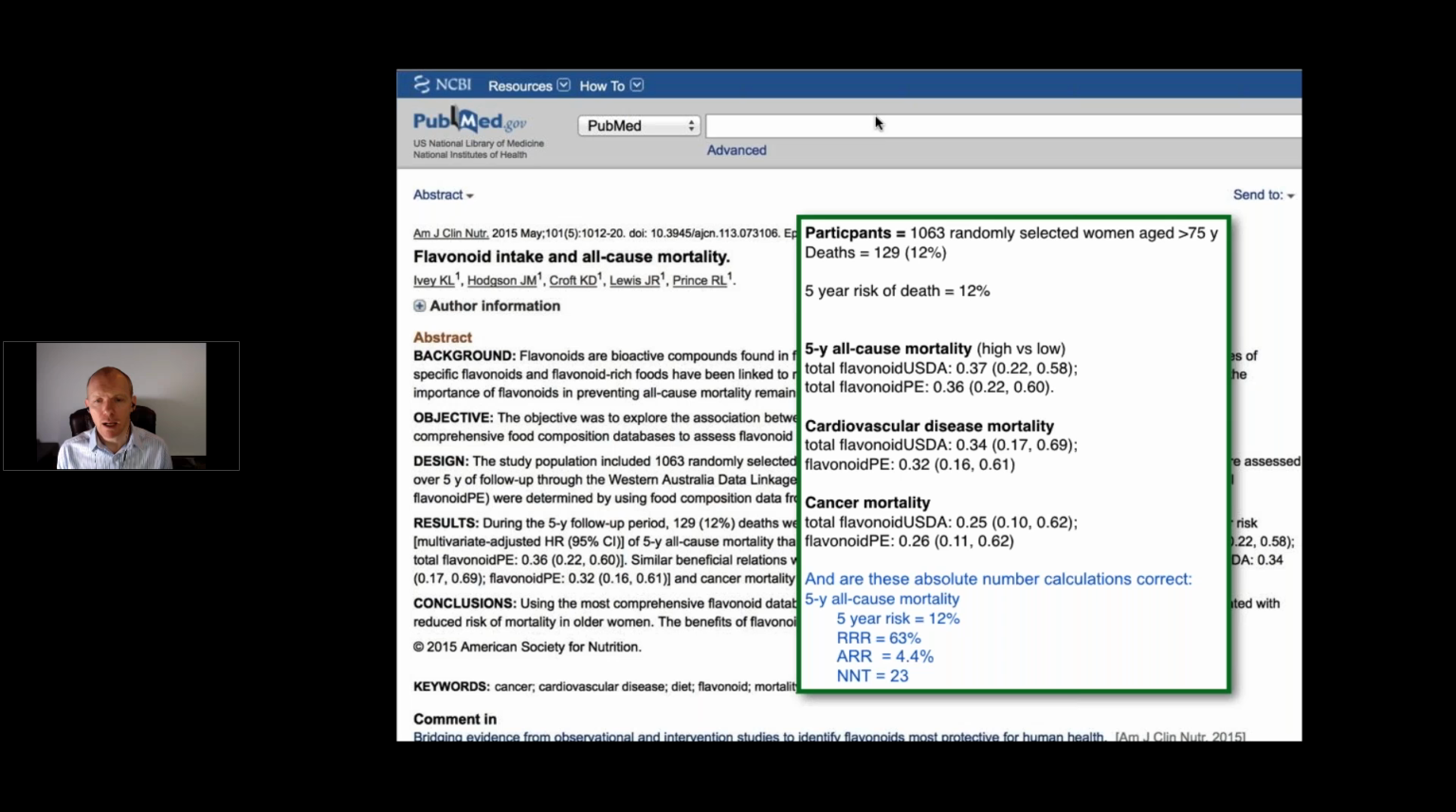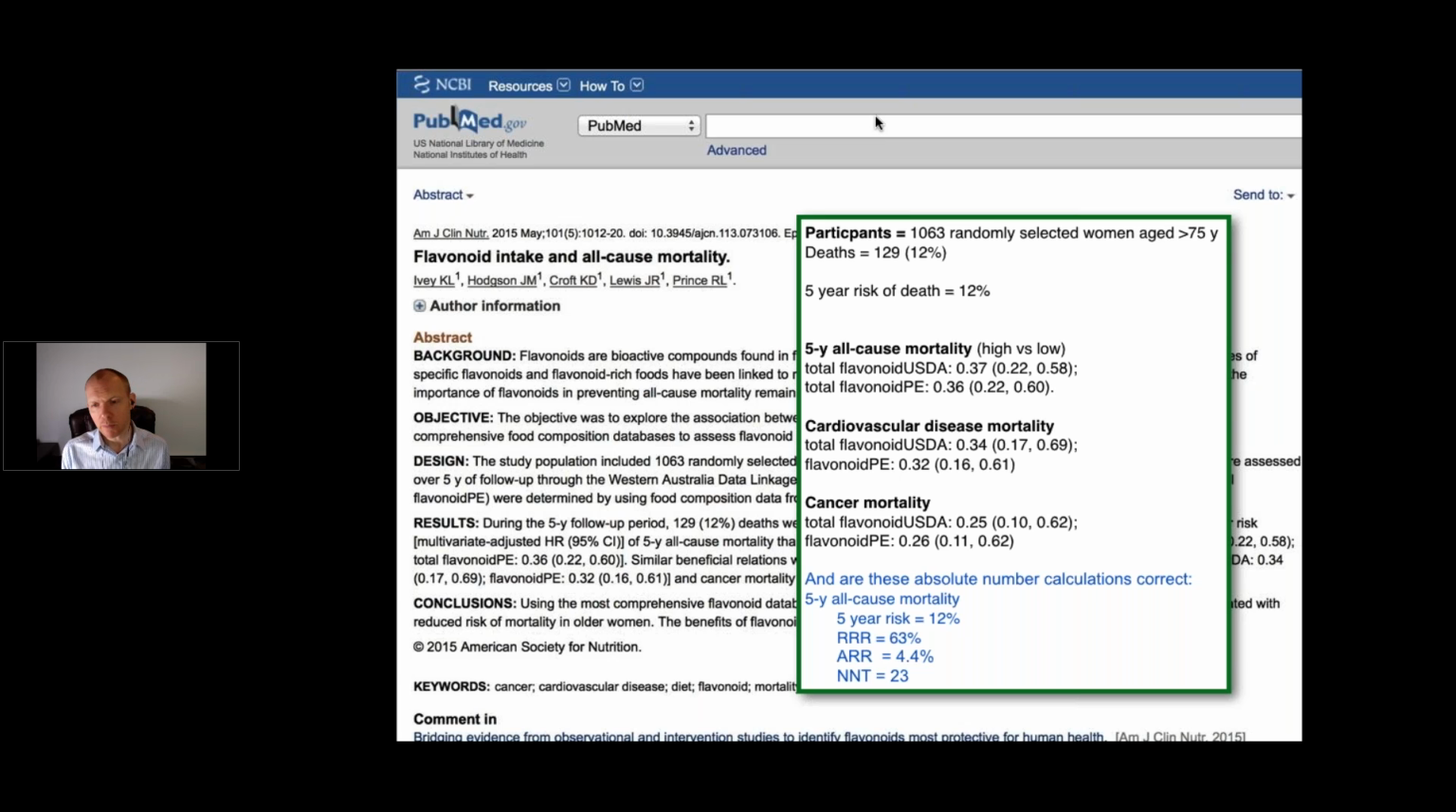And when you look at the all-cause mortality at the bottom here, you can look at there's improvement for heart disease and cancer, but the 5-year risk was about 12%. So what this meant was when you were consuming a diet that was high in flavonoids, what they found for all cause of mortality, so whether it's cardiovascular or cancer and everything else, that there's a relative risk reduction of about 63%.